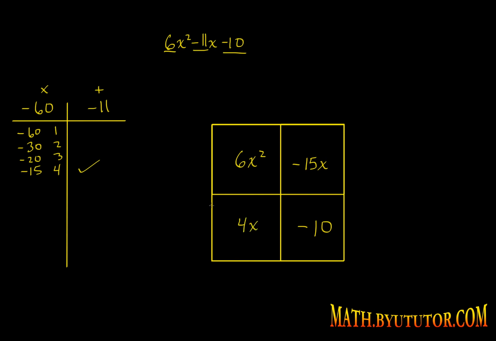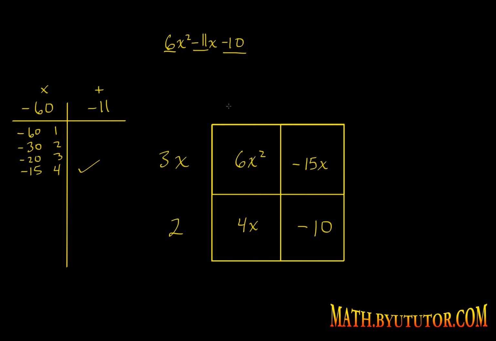Okay, then we factor the greatest common factor from both rows. So in the first row we have a 6x squared and a negative 15x. Those have a common factor of 3x. And then we also pull the greatest common factor from the second row of 4x and negative 10. Those have a factor of 2.